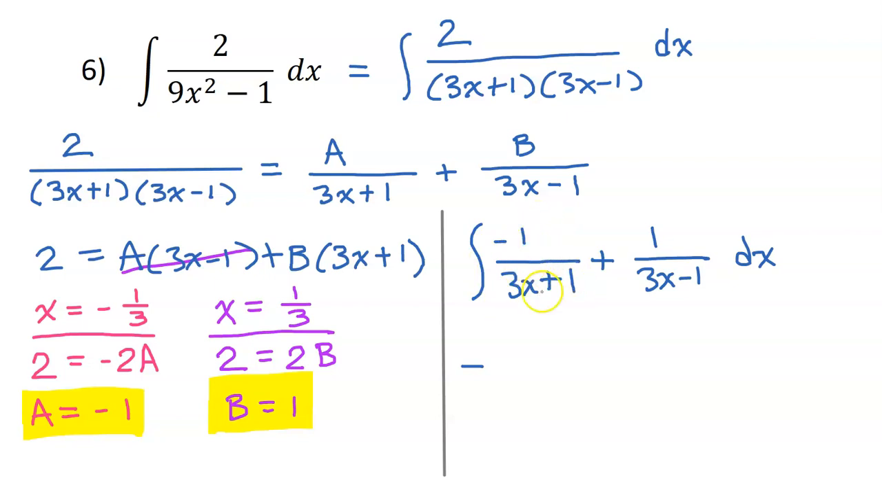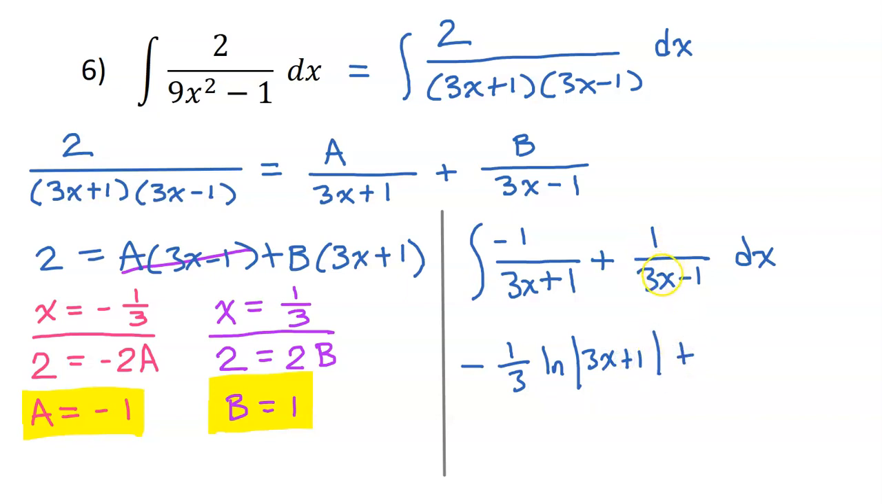We need to be careful because this will be a mental u substitution. If u is 3x plus 1, then u prime is 3. So we always have to divide by u prime. That's why we will have a 1/3 out in the front. Now, the integral of 1 over u is the natural log of the absolute value of u. But that is the absolute value of 3x plus 1.